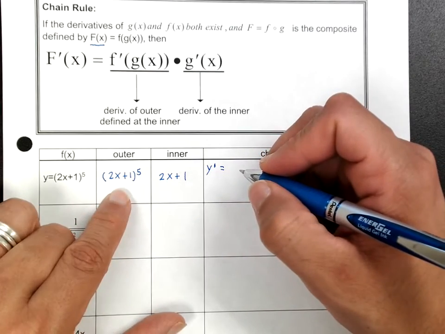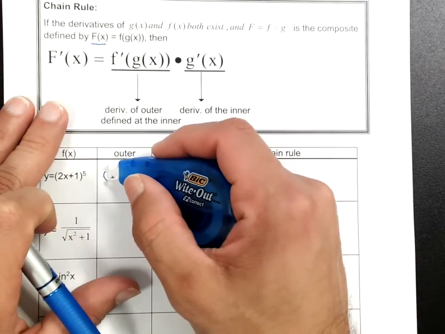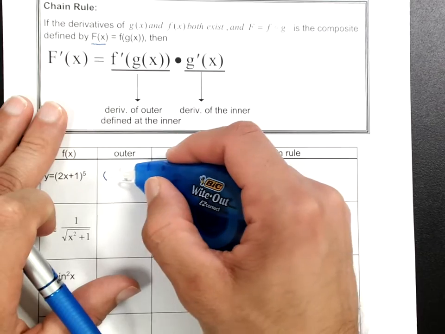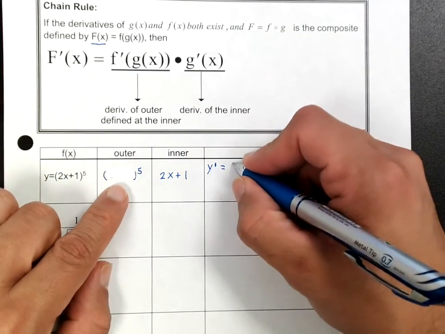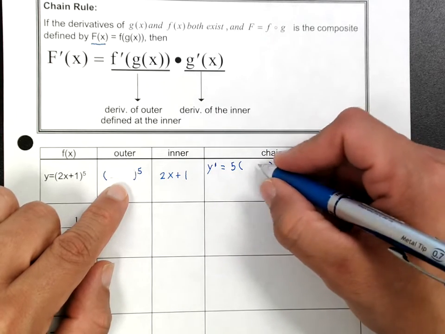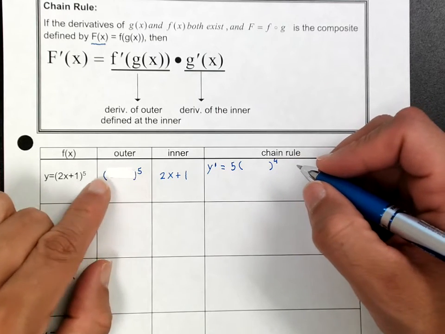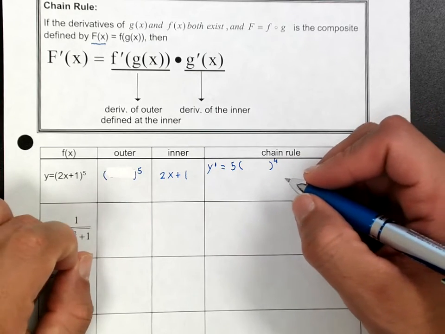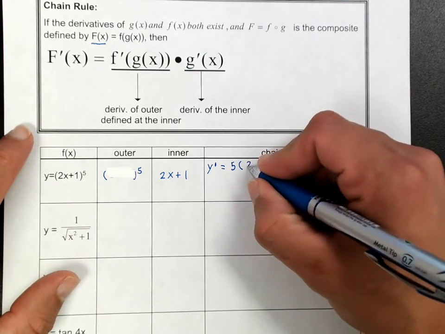So if I'm going to use the chain rule, the derivative of this would be the derivative of the outer function, which is 5 something to the 4th power. So this is almost like using the power rule: you bring that 5 down, you subtract 1 from the power. Now the inner function, I'm just going to rewrite that inner function.